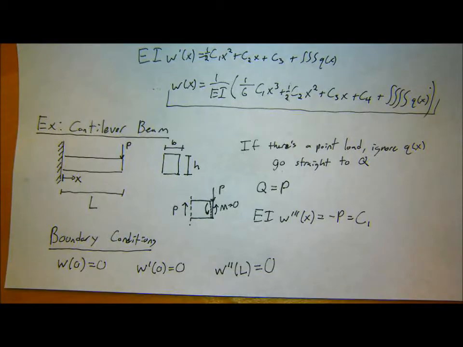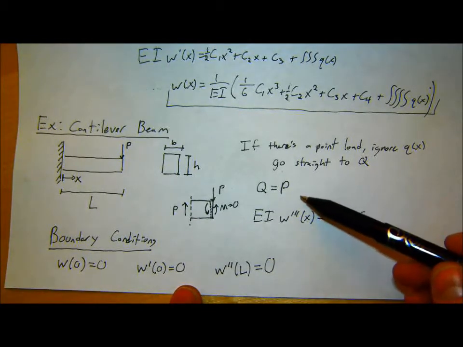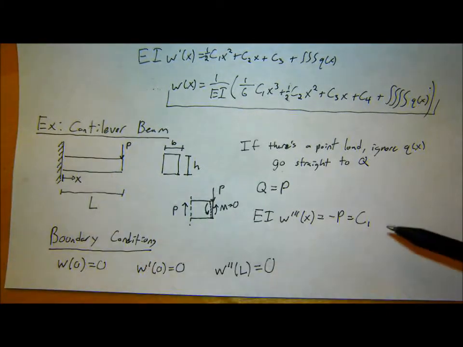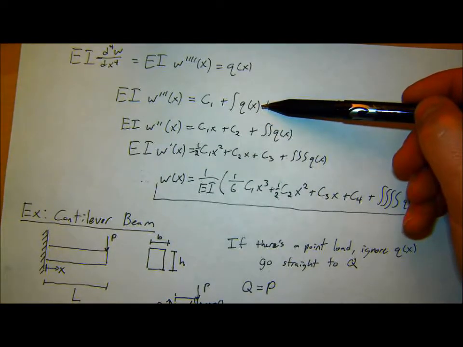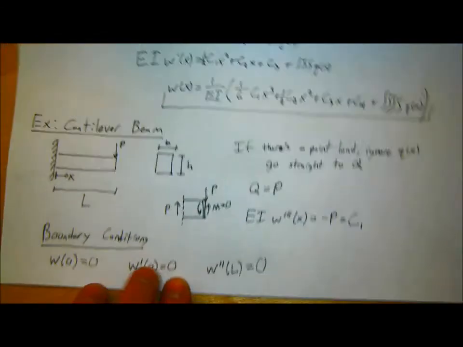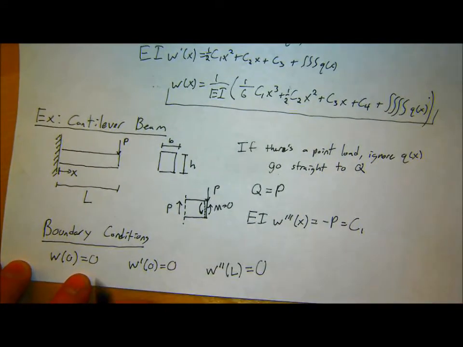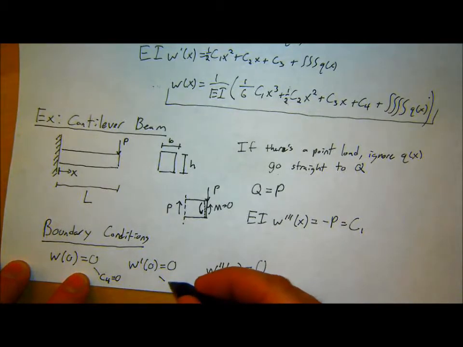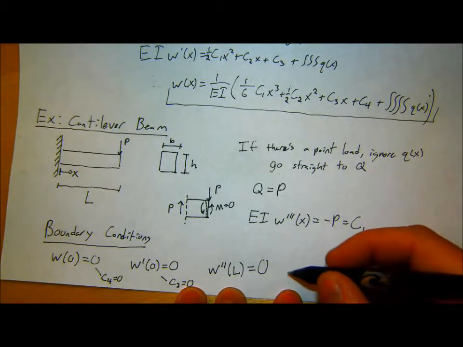So these are our boundary conditions. We're getting one stress Q from the load that's being applied in this beam. For our first equation, we can figure out this first unknown C1 from this equation. And then our other boundary conditions pop out here. So this W at zero boundary condition goes to our C4 being equal to zero. This one goes to our C3 being equal to zero.